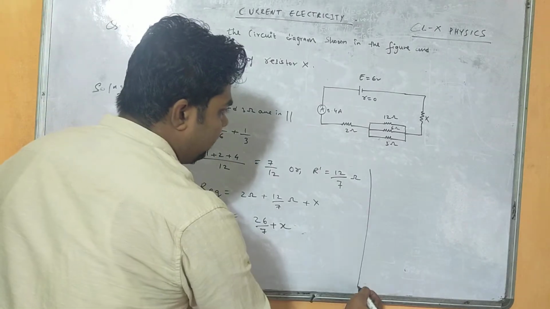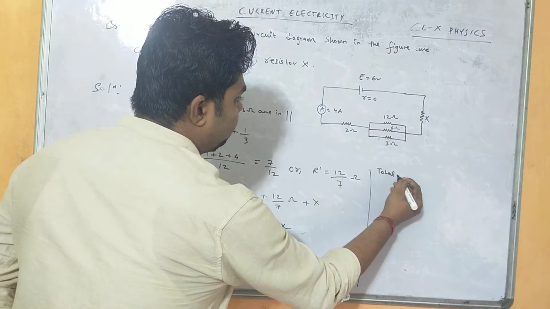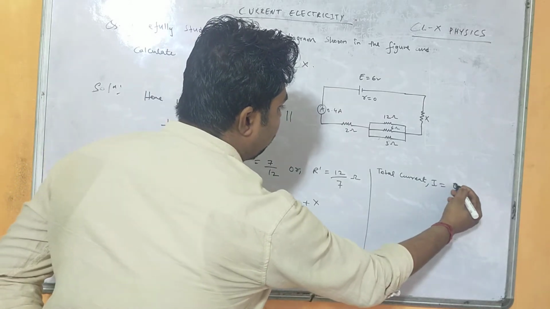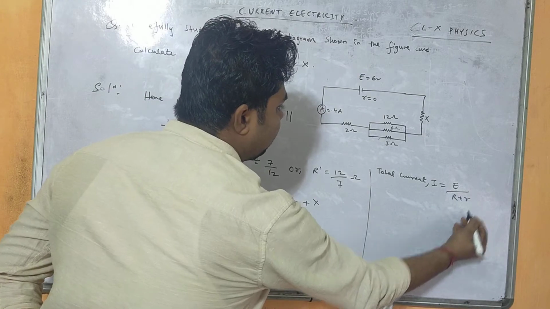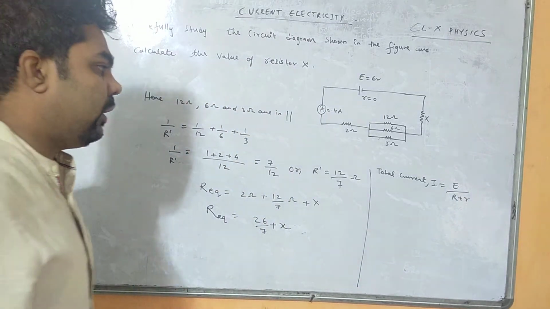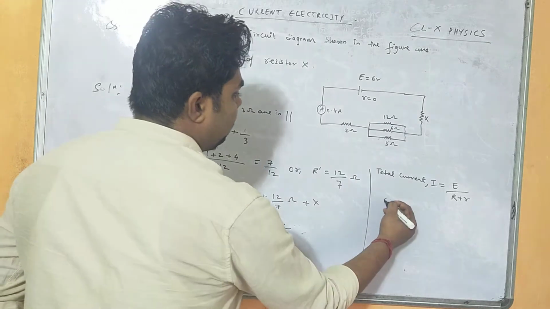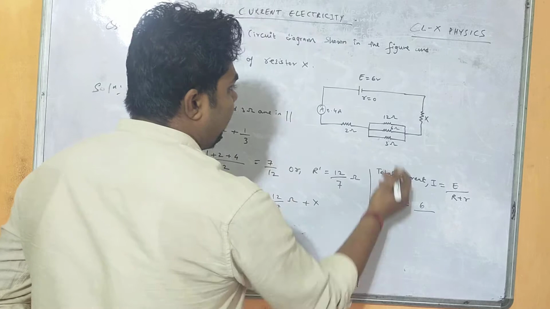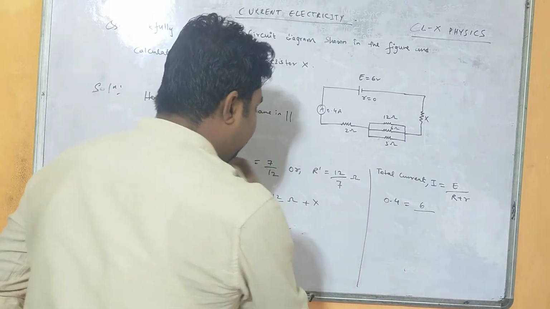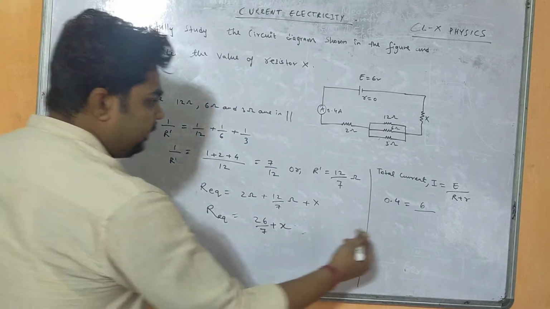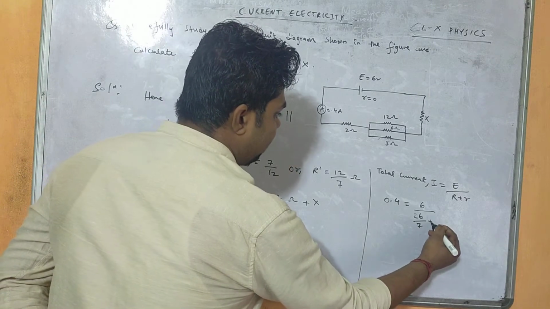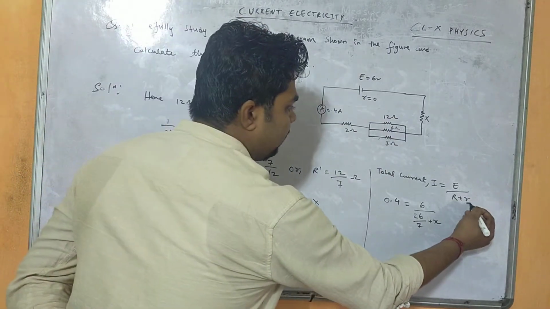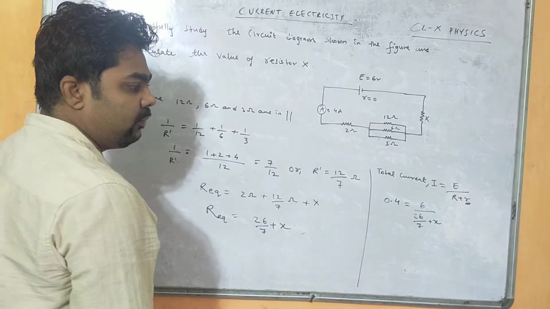Now we will see the total current, that is I, equals total EMF by total resistance. This is the formula we have to use here. So total current is how much? 0.4 ampere. Total EMF is given as 6, and total resistance is 26/7 + X plus internal resistance, but internal resistance is 0. So this small r in the question is 0.